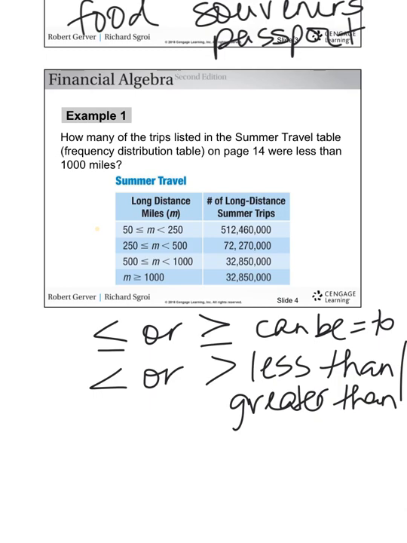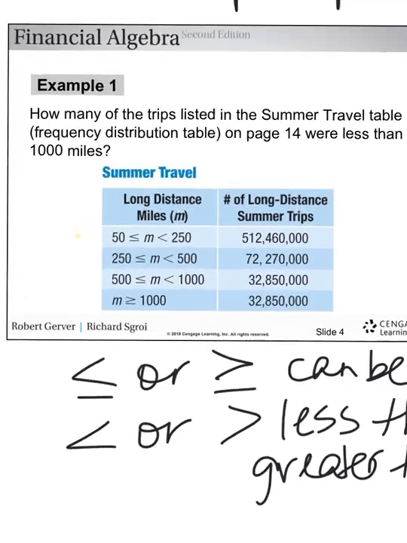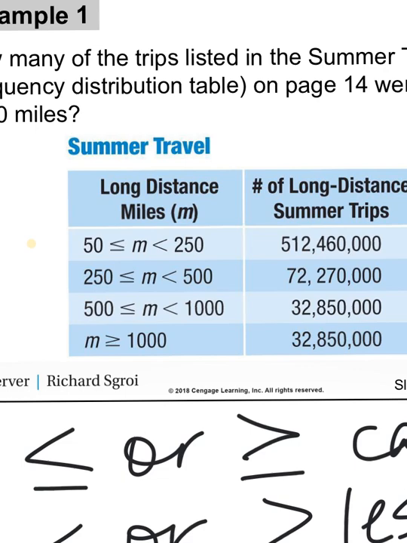Okay. So, let's go back to the question. How many of the trips listed in the summer travel table here, and they put them in their little categories, were less than 1,000 miles? Okay? So here, everything in this last category here is going to be greater than 1,000 miles. So in order to find the total number of trips that were taken, we're just going to add these 3 together.